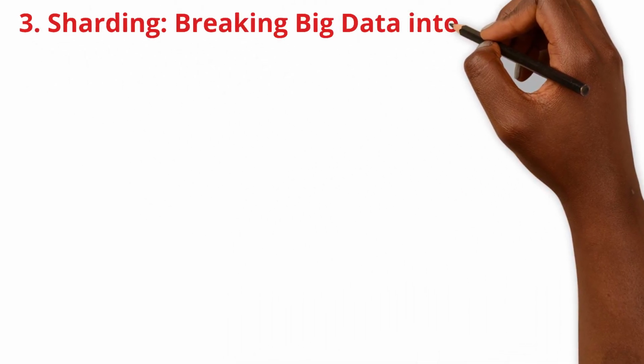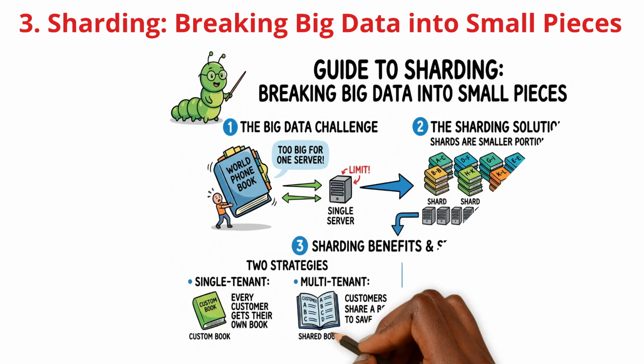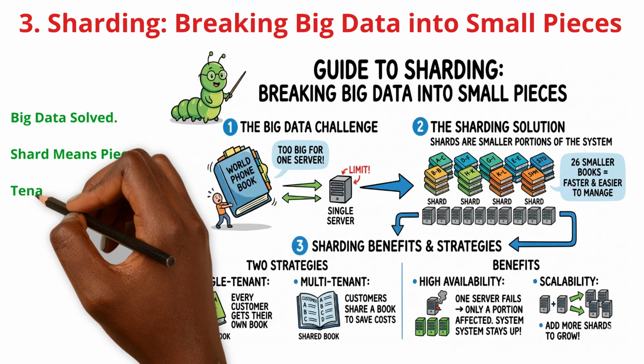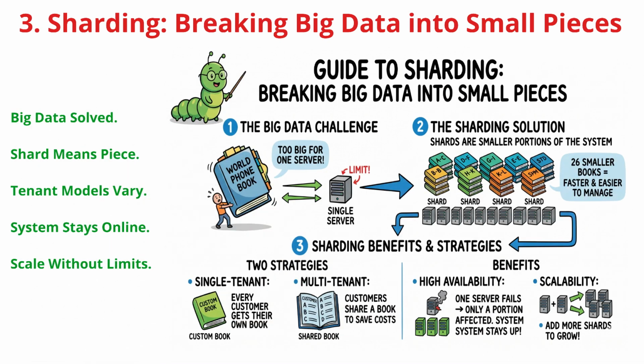Imagine trying to fit a phone book containing every person in the world onto just one server. It's simply too massive to handle. This is the big data challenge. The solution is sharding, breaking that colossal book into manageable pieces, like creating 26 smaller books, one for each letter. We can give each customer their own unique book or have multiple customers share one to reduce costs. The true brilliance of sharding is in safety. If one server fails, only that tiny portion is affected, keeping the rest of the world online and scaling your system endlessly.